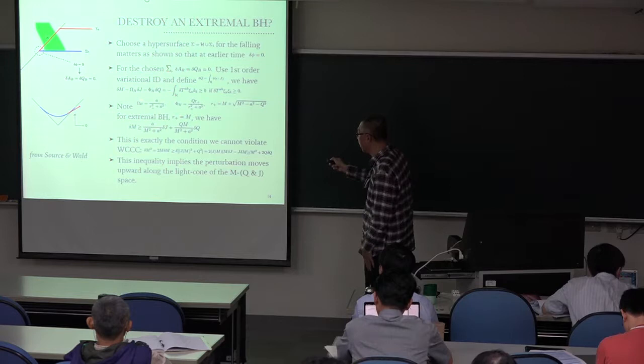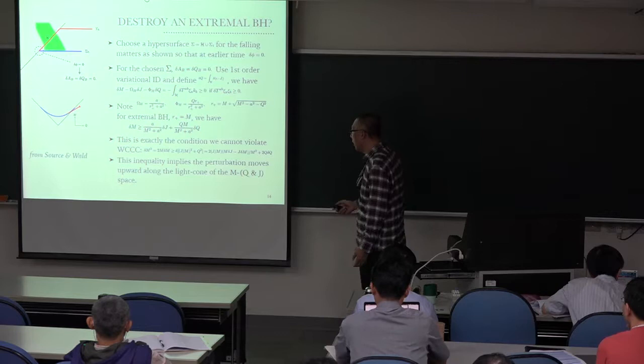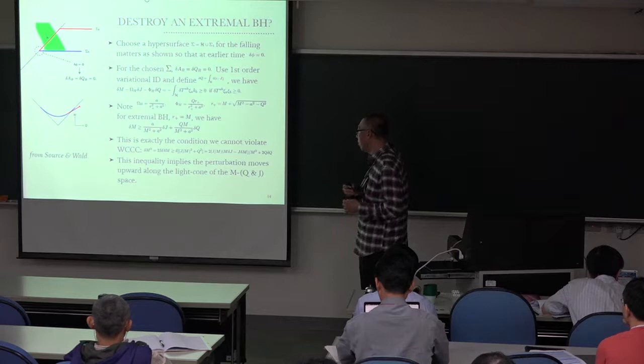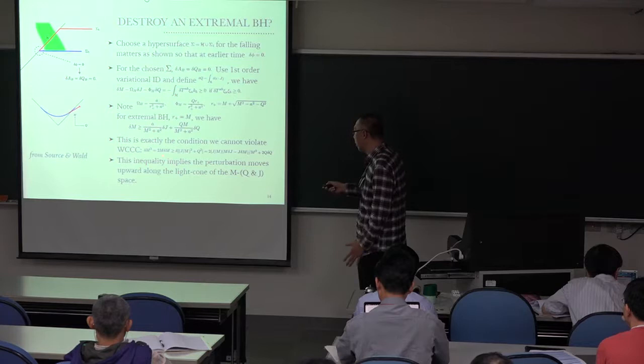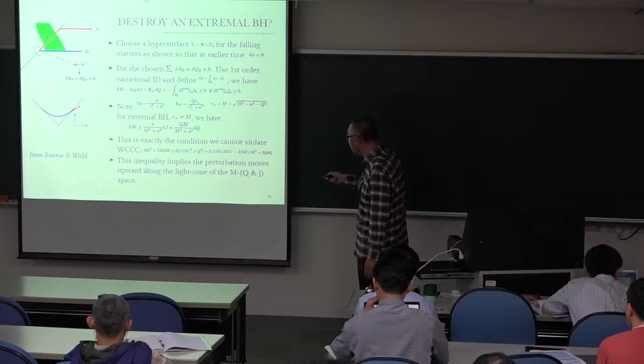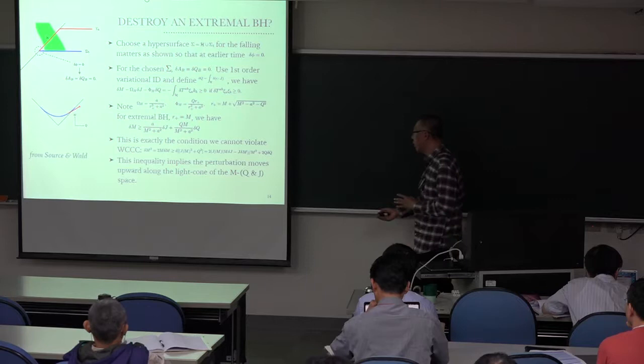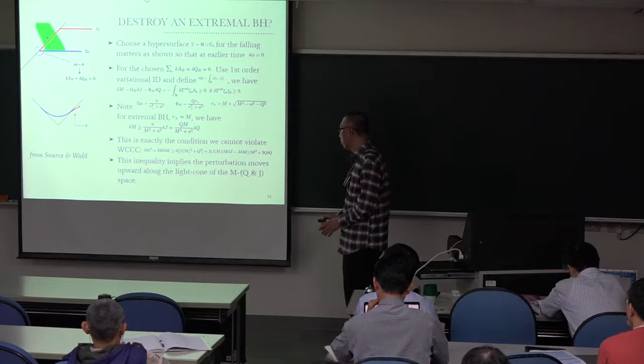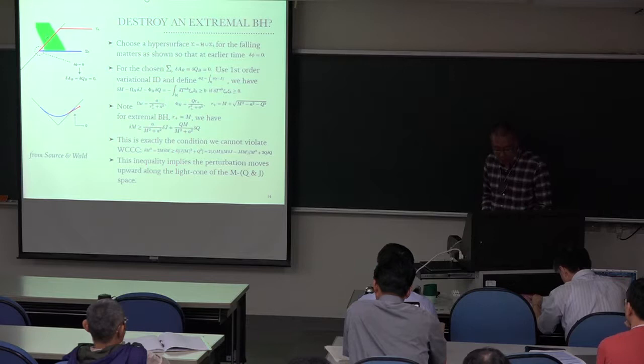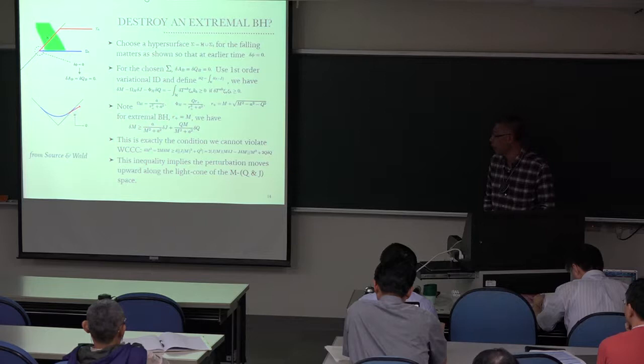And you can easily check that this condition is the same as when you introduce a one-parameter variation of your extreme Kerr configuration and do the variation, you find that this variation should always be positive. Using this condition, you find that even after the variation, you always obey the sub-extremality condition. So in this case, we know that in some sense we cannot destroy the extreme Kerr, at least in the Einstein-Maxwell context.